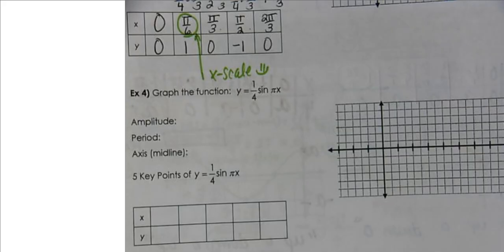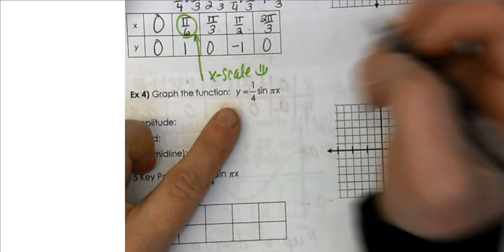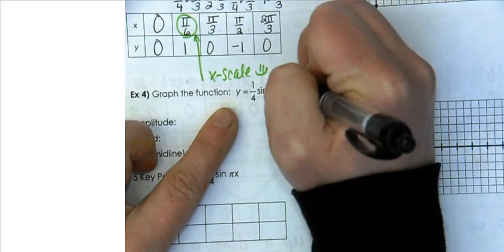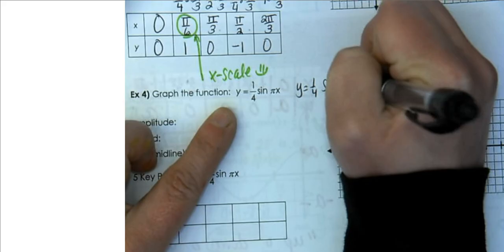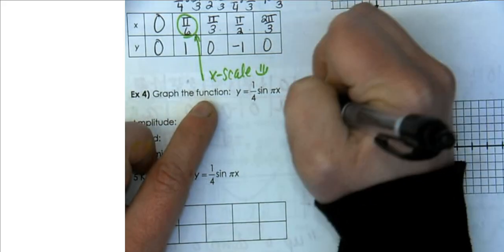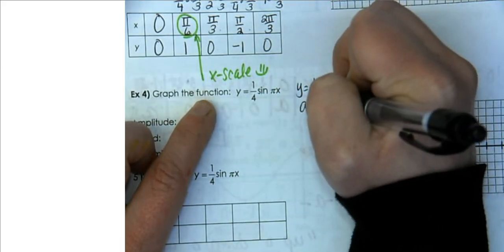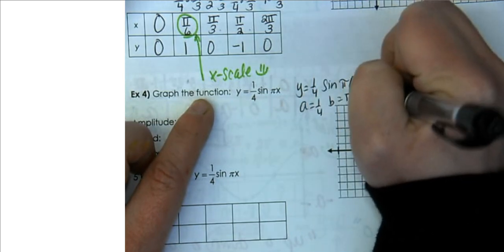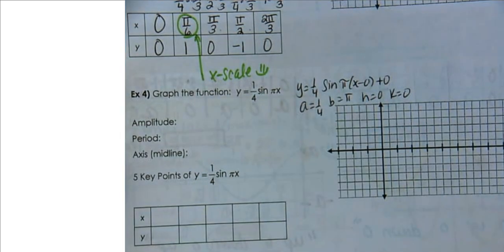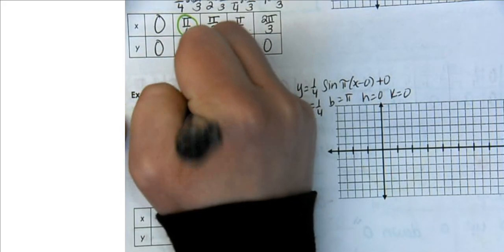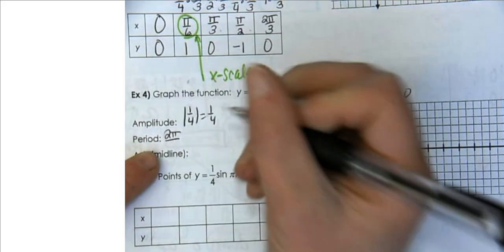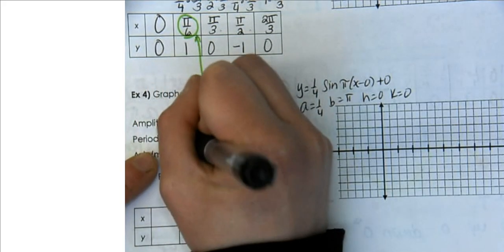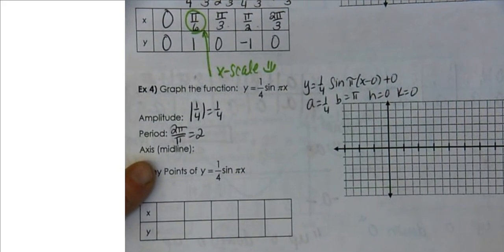All right, so hopefully you paused the video and you tried this on your own. So in this problem, we have y is equal to 1/4 times the sine of pi times x minus 0 plus 0, where our a value is equal to 1/4, our b value is pi, our h value is 0, and our k value is 0. So our amplitude is the absolute value of 1/4, which is 1/4. Our period is 2 pi divided by pi, which is just the number 2. Your period does not have to have a pi in it. And then your midline is at y is equal to 0.